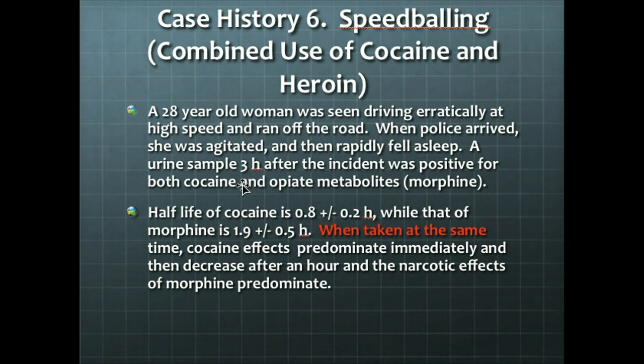Okay, here's case history 6, speedballing, the combined use of cocaine and heroin. A 27-year-old woman was seen driving erratically at high speed and ran off the road. When police arrived, she was agitated and then rapidly fell asleep. A urine sample 3 hours after the incident was positive for both cocaine and opiate metabolites, morphine. Half-life of cocaine is 0.8 plus or minus 0.2 hours, while that of morphine is 1.9 plus or minus 0.5 hours. When taken at the same time, cocaine effects predominate immediately and then decrease after an hour, and then the narcotic effects of morphine predominate.